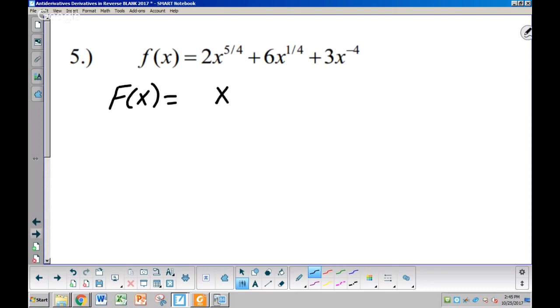It's going to be x. I'm going to raise the power 1. 9/4. Divided by 9/4 means I'm multiplying by 4/9.